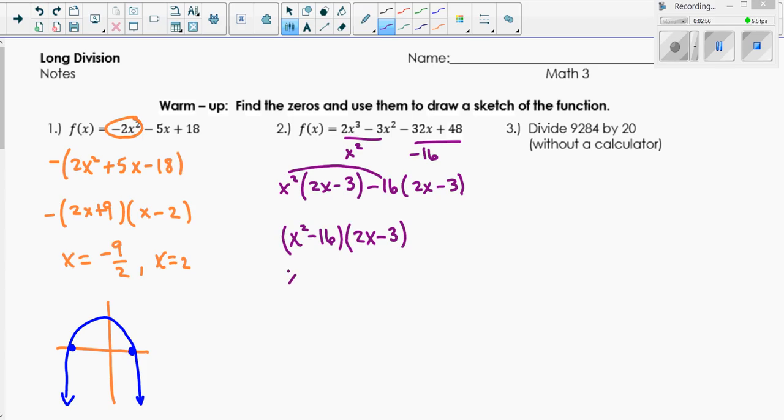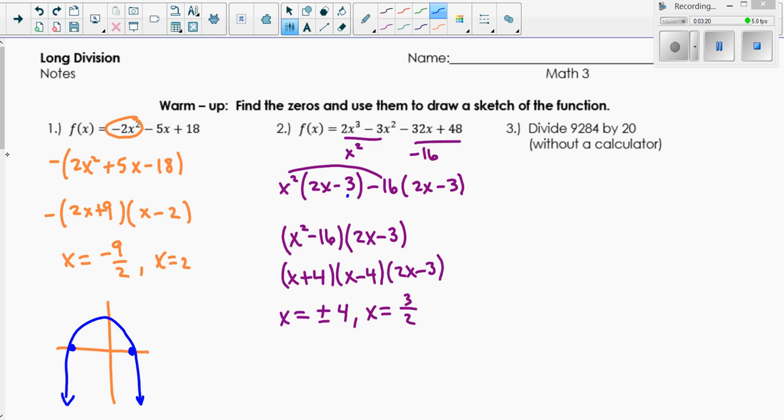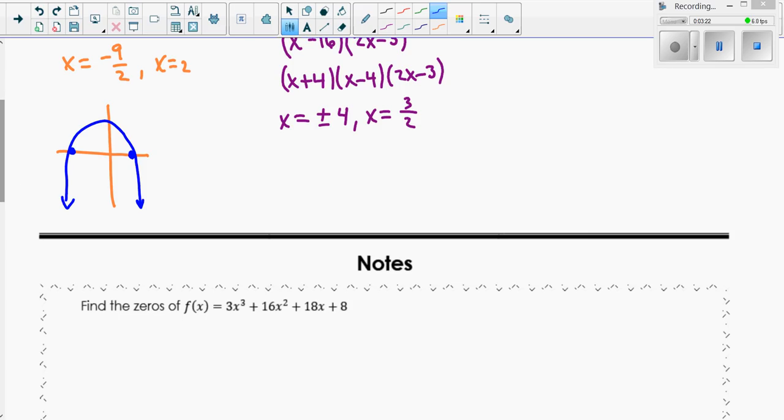Okay, from here you can solve, or if you want to factor further, you can factor this right here as x plus 4, x minus 4, 2x minus 3. That way you can see all of your solutions. So x equals plus or minus 4, and x equals add 3 divided by 2. Okay. So I have my solutions. So we make that negative 4, that positive 4, and that 1.5.